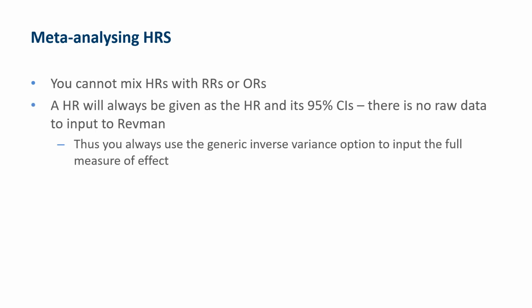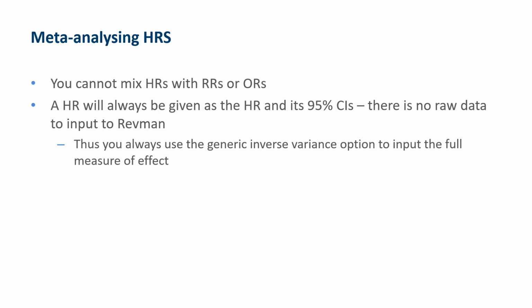And the other thing is that a hazard ratio will always be given as the hazard ratio and its 95% confidence intervals in that particular study. There's rarely a way in which you could use the raw data to input to RevMan. RevMan won't calculate hazard ratios based on raw data. It does that for mean differences. So you just put in the mean in each group and the standard deviations and the numbers, and then it will work out the mean difference with the 95% confidence intervals. But it cannot do that for hazard ratios.